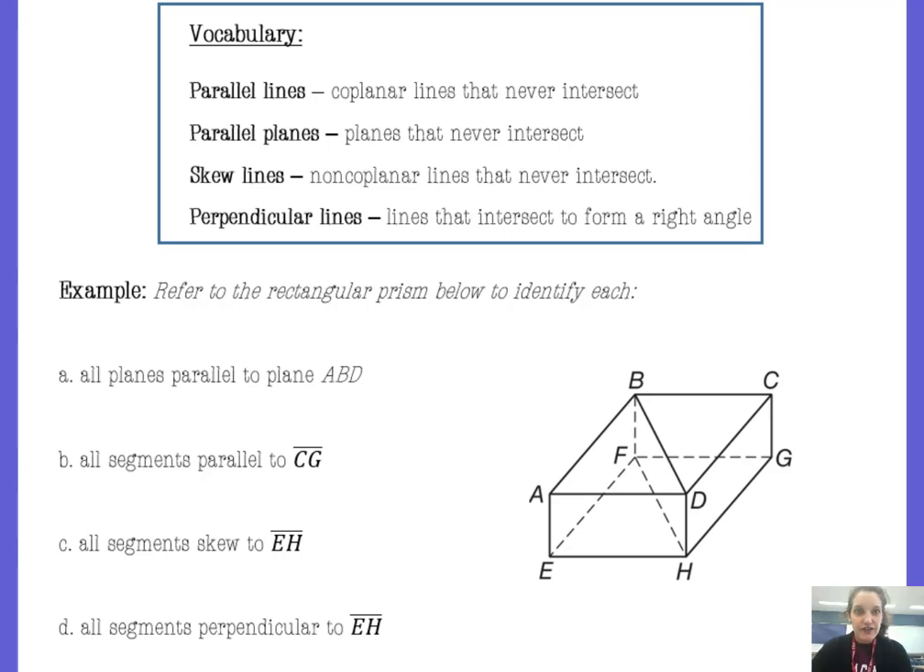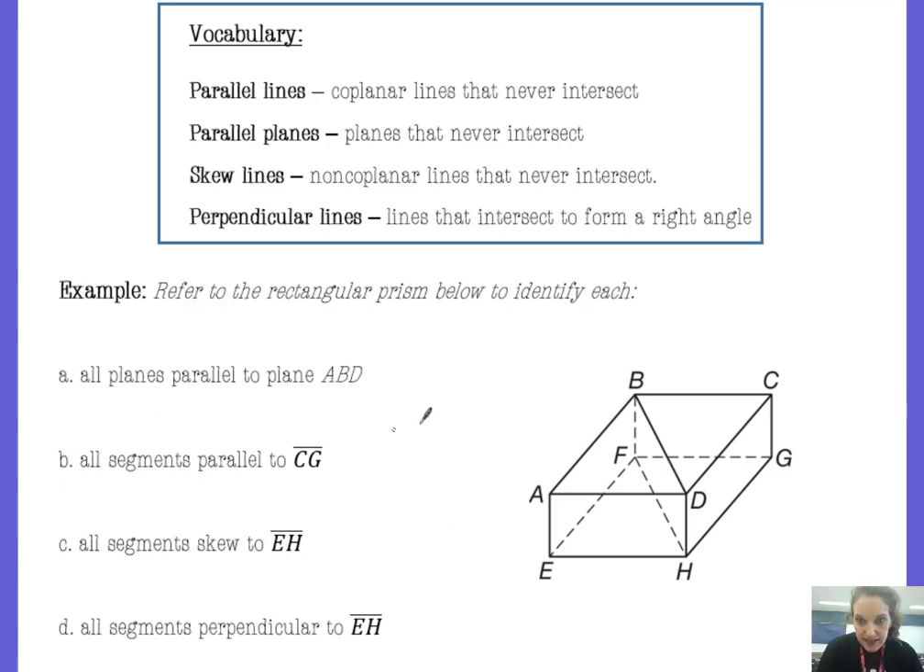All right, today we're going to introduce some new vocabulary. So we're talking about lines, but in a three-dimensional representation. Parallel lines are coplanar lines that are never going to intersect. You've learned about parallel lines before in algebra. They have the same slope. They never intersect. So what that could look like is, let's look at example B right here.